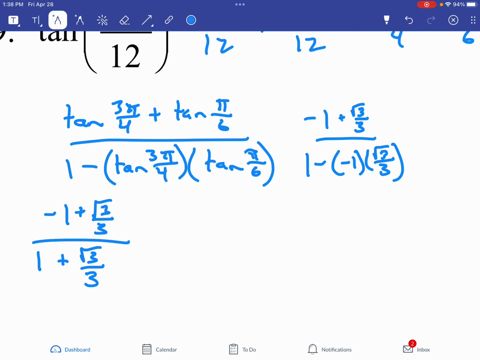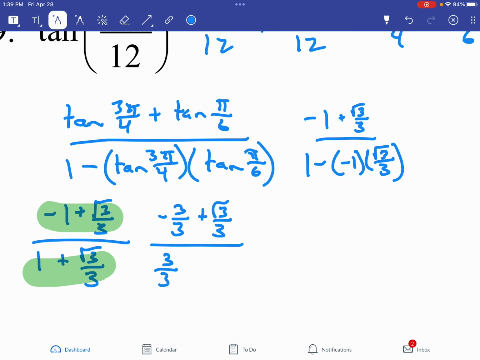Now it becomes a lot of math stuff. We have fractions on the top and the bottom. We have to find the common denominator to combine the fractions. That would be 3. So we're going to have negative 3 over 3 plus root 3 over 3 on the top, and on the bottom, positive 3 over 3 plus root 3 over 3. We're using 3 because that's the denominator of our fractional number. So the 3 over 3 is still equal to 1. We've changed the way it looks, but not its value.